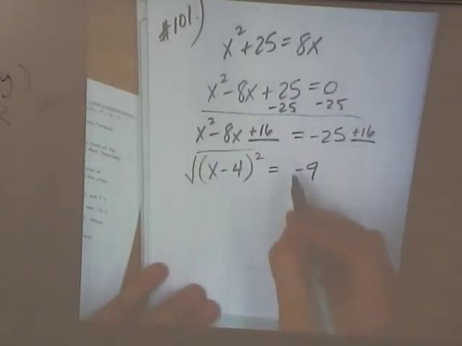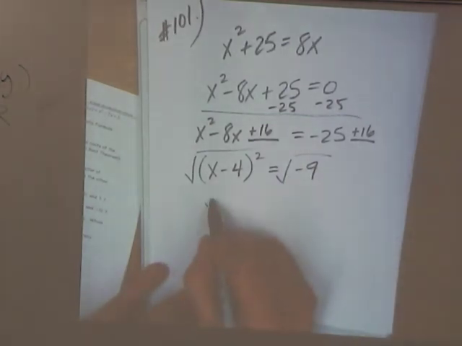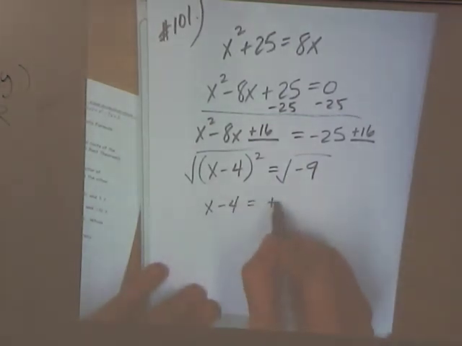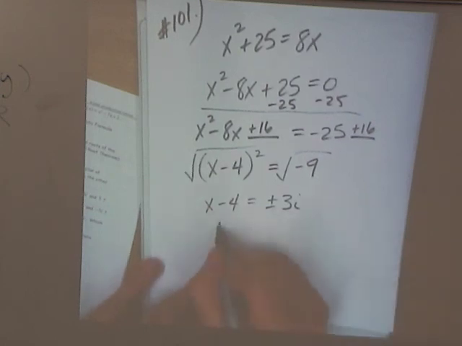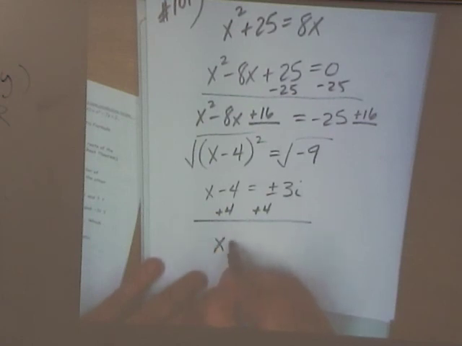Square root both sides. So you get x minus 4 is equal to plus or minus 3i. And then add the 4 over. X equals 4 plus or minus 3i.